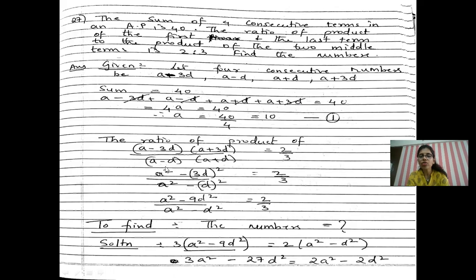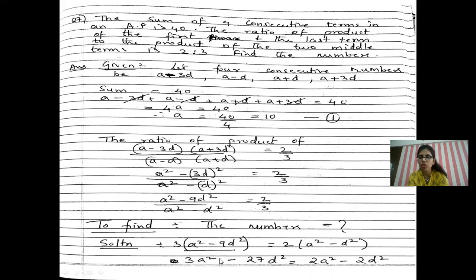Now here we are going to use the formula: A minus B into A plus B is A square minus B square. So A square minus 3D the whole square upon A square minus D the whole square is equal to 2 upon 3. So A square minus 9D square upon A square minus D square is equal to 2 upon 3. Now this is the given thing, whatever was given. Now you have to find the numbers.